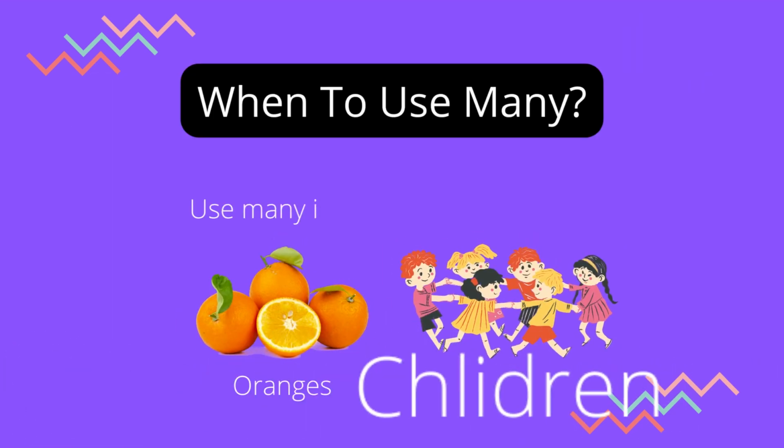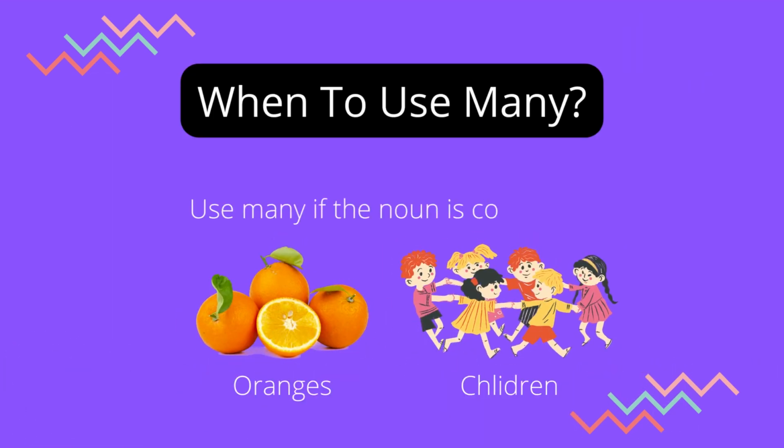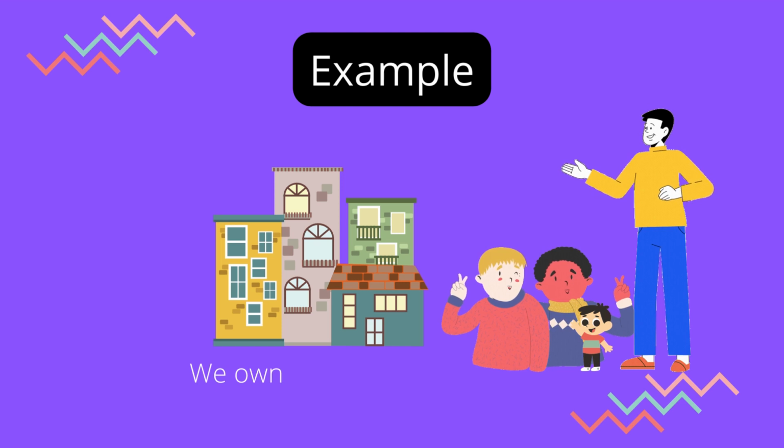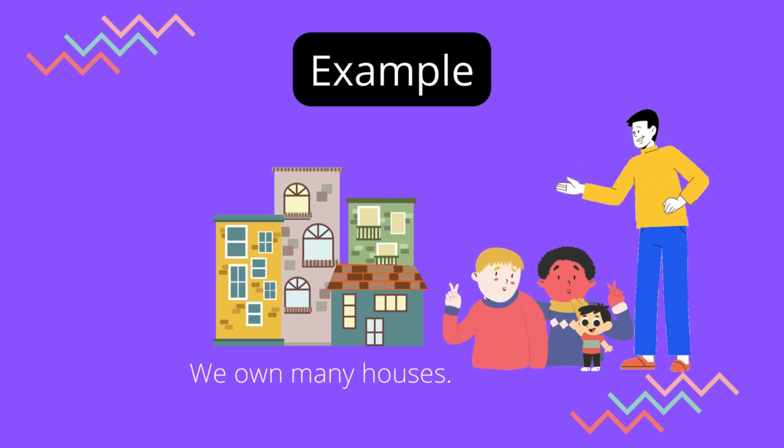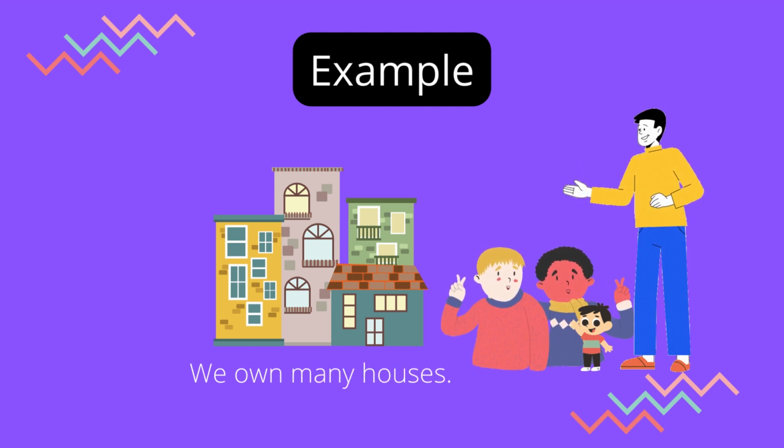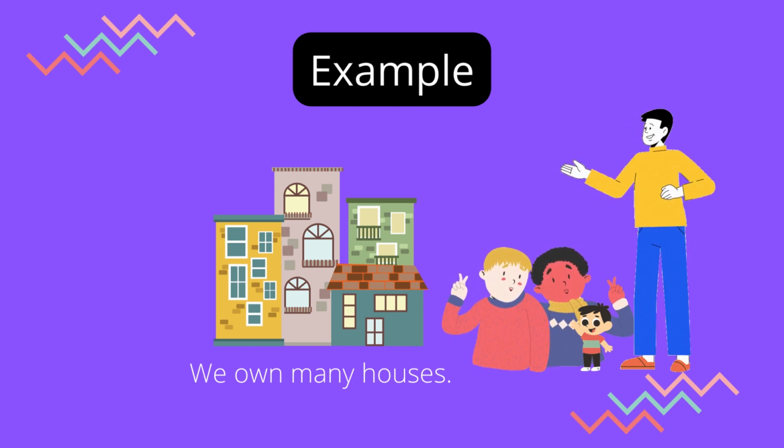Now let's look at the rule, when we use many. We use many if the noun is countable. That is oranges, children. Look at the example. We own many houses. Here in this sentence many is used for houses which we can count.